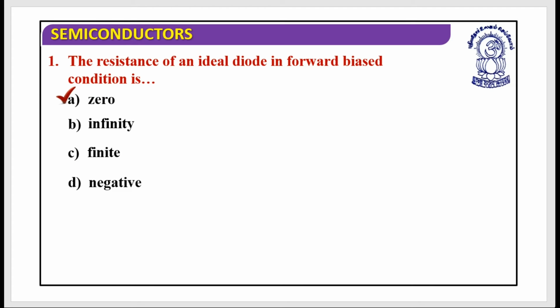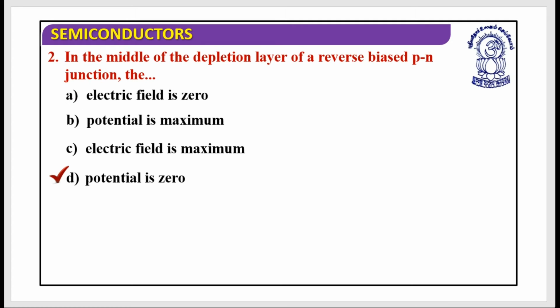The first question asks about the resistance of an ideal diode in forward bias condition. Yes, the resistance of an ideal diode is 0 in the forward bias condition. Next, in the middle of the depletion layer of a reverse bias PN junction. Yes, in the middle of the depletion region in a reverse bias PN junction diode, the potential is 0. I hope this is clear. Do you understand this?